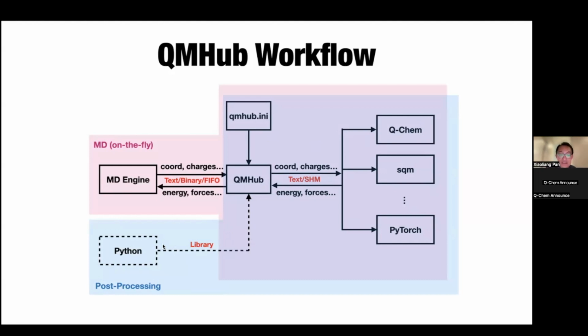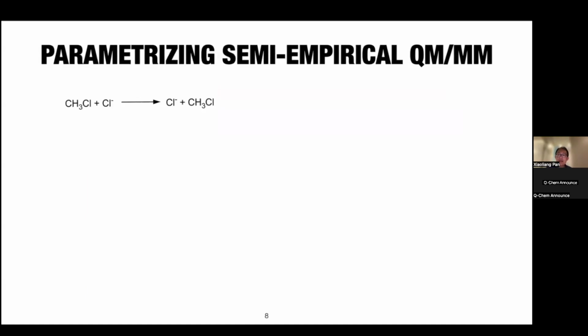Yeah, next I will just show some research or methods that are enabled by the QMHub. So the first example is we can use QMHub to parameterize a Sampurco QM/MM model. The motivation is just like I mentioned, the Sampurco QM/MM method, even though it is very efficient, the reliability is not usually very good.